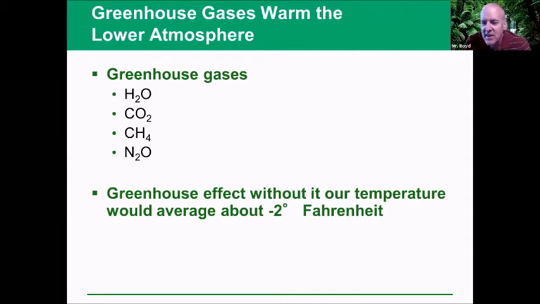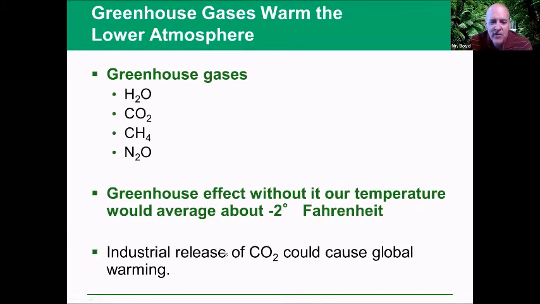And the greenhouse effect isn't always bad. Without the greenhouse effect, our planet would be about -2 degrees Fahrenheit on average. So we like the greenhouse effect, but we're just changing it to make it worse. But without it, we would be much, much colder than we are now. I think the average global temperature right now is like 65 degrees if you average the entire globe. So -2 is a big drop. And of course, the industrial release of carbon dioxide and agricultural release of methane could cause global warming.